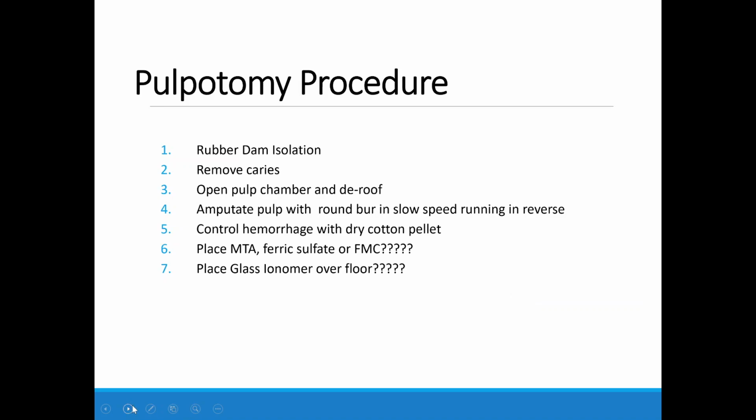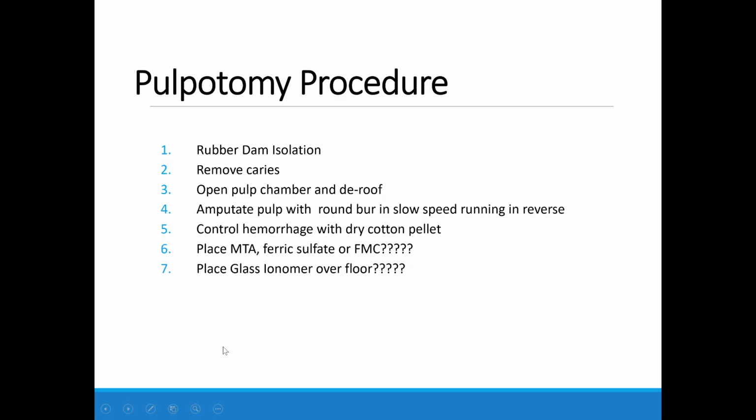Of course, rubber dam isolation, remove caries, open the pulp chamber and the roof, amputate the pulp with a round bur in slow speed running in reverse, or you can use an excavator. Then control hemorrhage with a dry cotton pellet, or this cotton pellet can be dipped into formocresol or ferric sulfate. And after that, we place MTA or ferric sulfate or formocresol and place glass ionomer over the floor of the chamber.